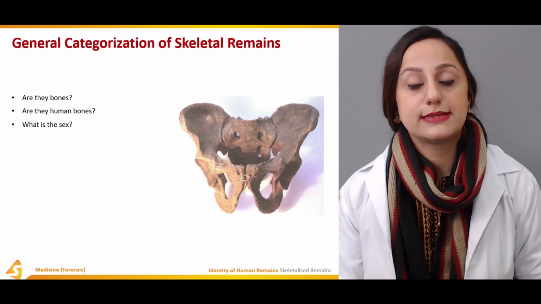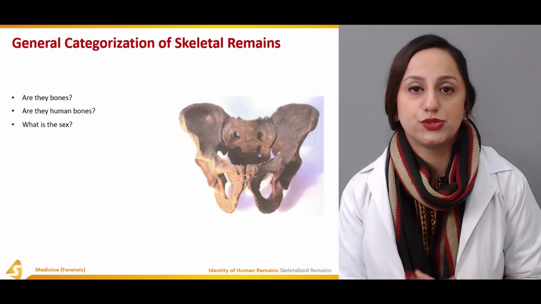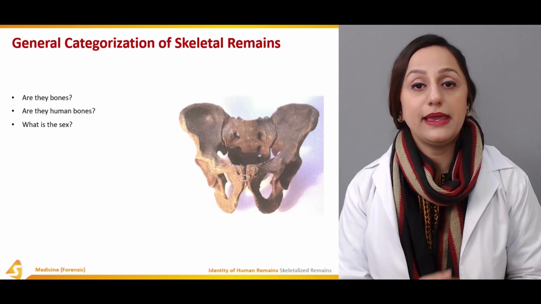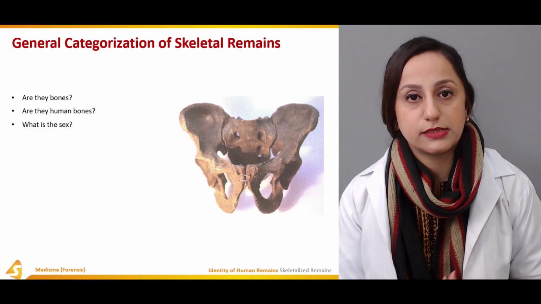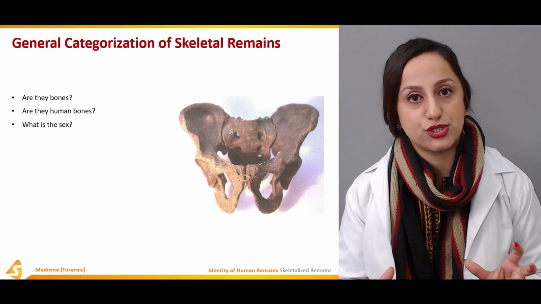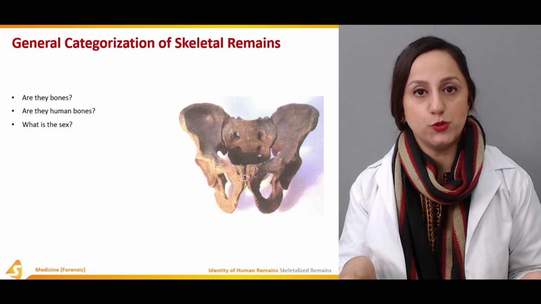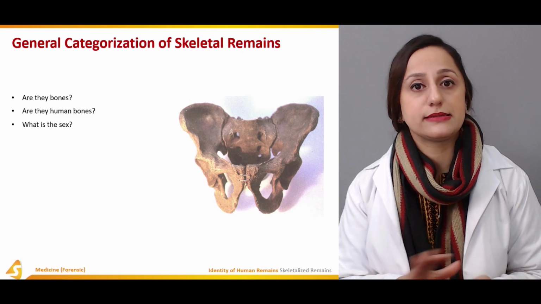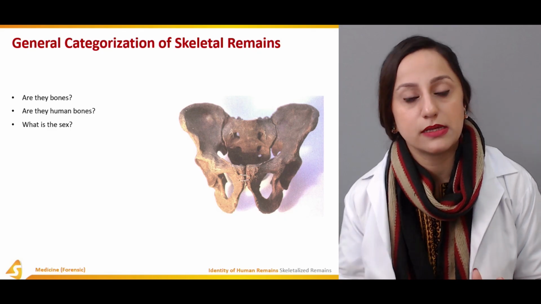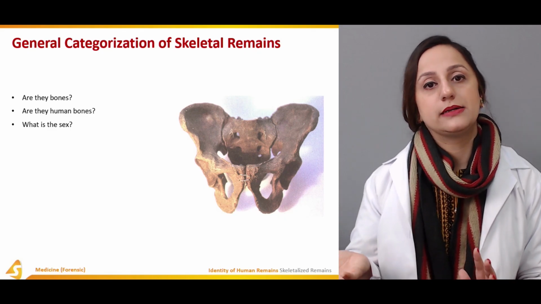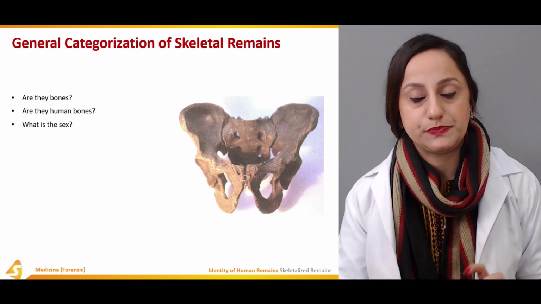So what is the sex of the person? There are a lot of bones. As a general rule, male bones are heavier, more rugged, and have prominent muscular ridges. So even on a general view, we can distinguish whether it is a male or a female bone. The female bone, on the other hand, will be lighter, less rugged, and the muscular ridges will be lighter.